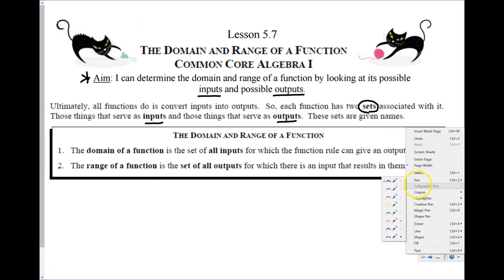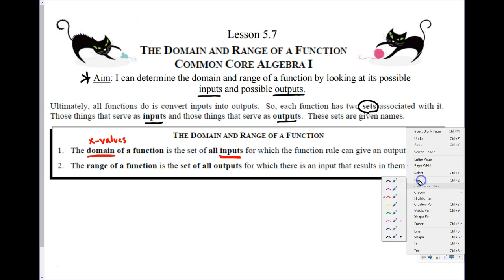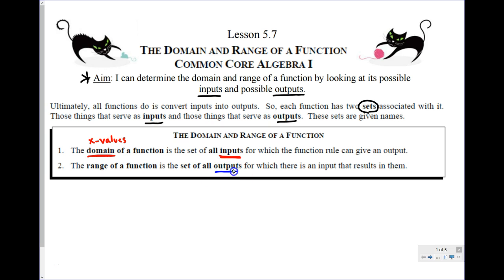We call it the domain and we call it the range. So simply put, the domain is a set of all inputs. You can also say x values, your domain. The range of the function is your set of all the outputs, which are all your y values, and we also call them f of x values. So domain and range. Domain is x, range is y. It's a very simple concept, so let's take a look at some ways we use it.